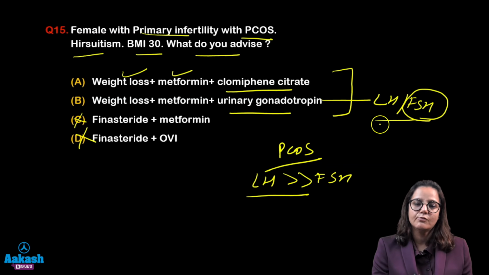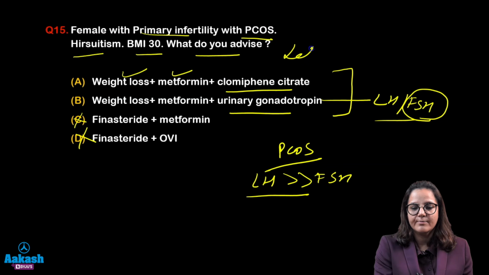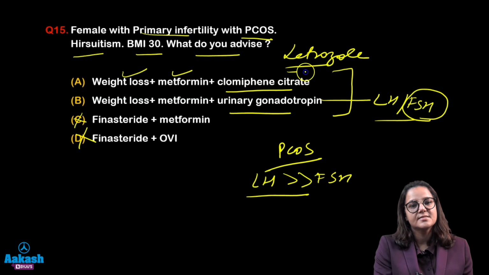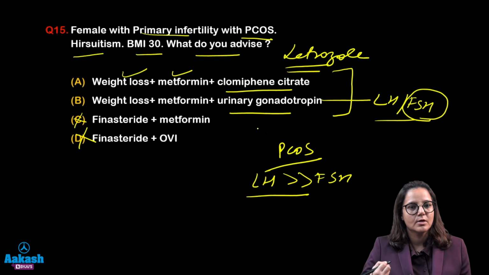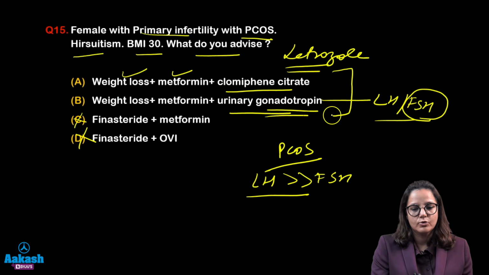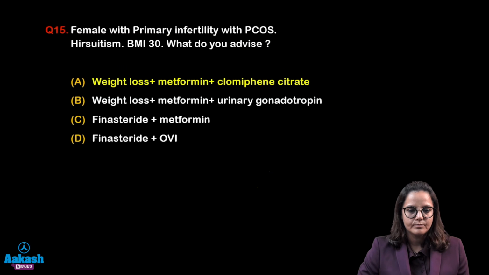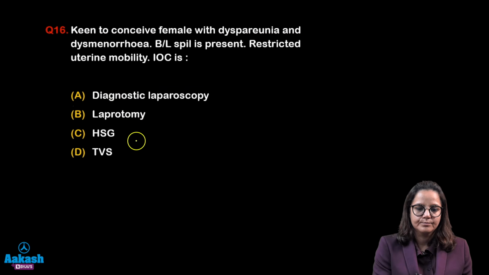Secondly, when we start with ovulation induction, we will always start with clomiphene citrate. The best in PCOS would have been letrozole, if that was the option. But since that is not the option, we will go ahead with clomiphene citrate. If the patient is not responding to that, we will give her gonadotropins, but not urinary gonadotropin. We will give her FSH specific gonadotropin. All right, so this is the answer.